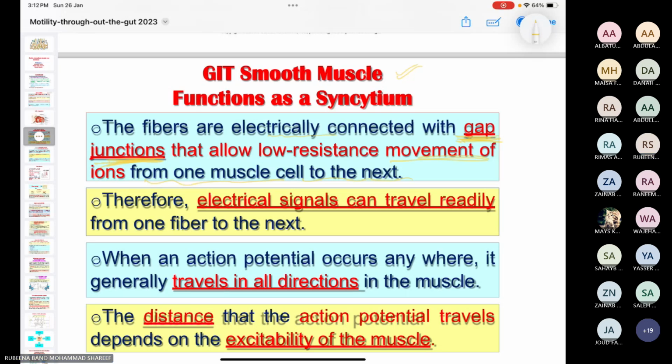Also, when action potential occurs anywhere in the GI wall, it generally travels in all directions. Okay. So the first property is gap junction. Second property is it travels in all directions. And the distance that action potential travels depends on the excitability of the muscle, right?